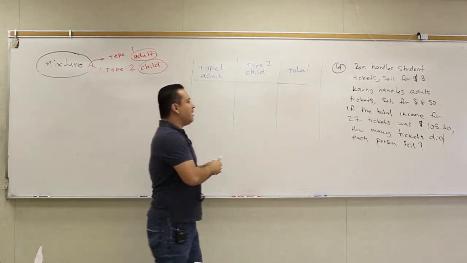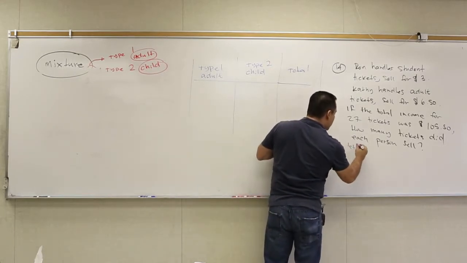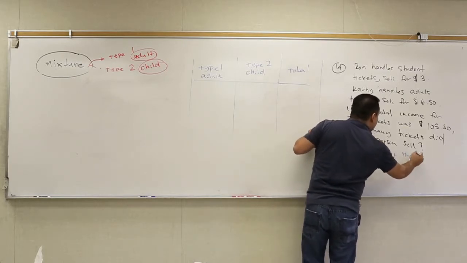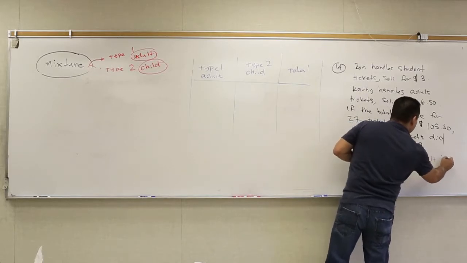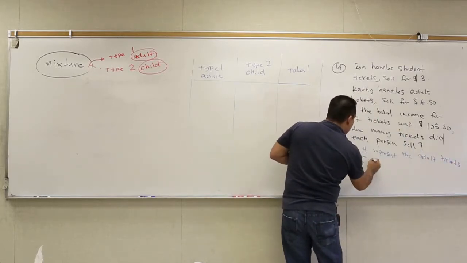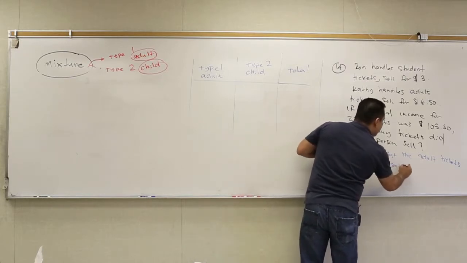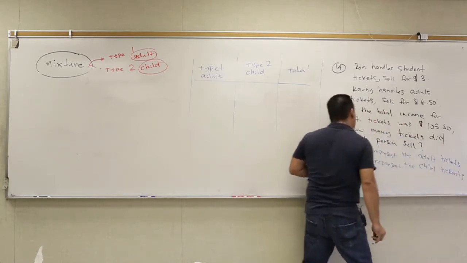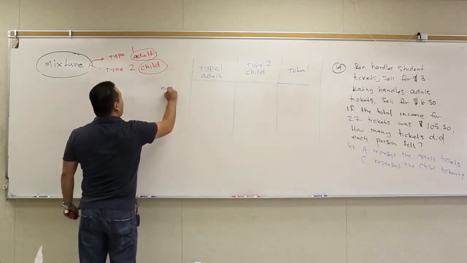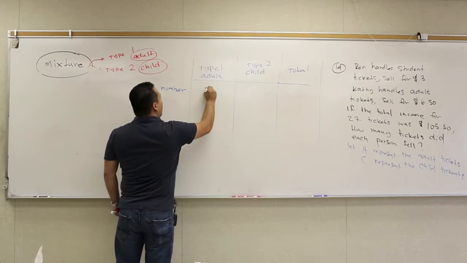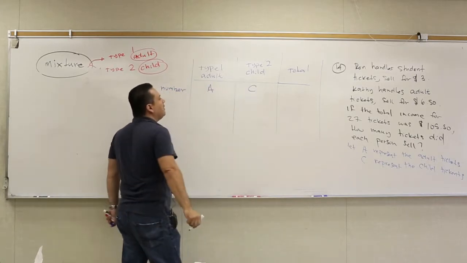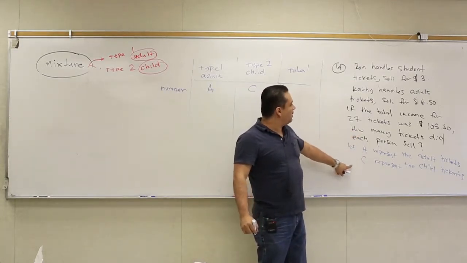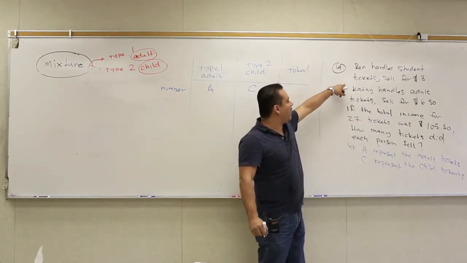So let's write it down here. Let A represent the adult tickets. And we're going to let C represent the child tickets. Now we're talking about the number of tickets, okay? So we have A for adult, C for child. We don't know those quantities. That's what they're asking us: how many did they sell of each.